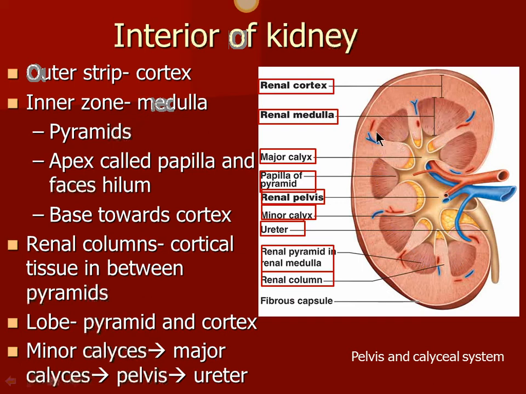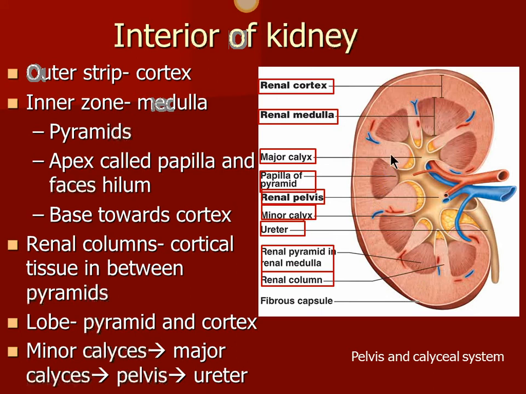And in between the pyramids, you can see you have a bit of cortical tissue which goes in and forms like a little column in between. So this cortical tissue goes in between and separates the pyramids. And this column of cortical tissue is known as the renal column. So you can see it's called the renal column, okay?